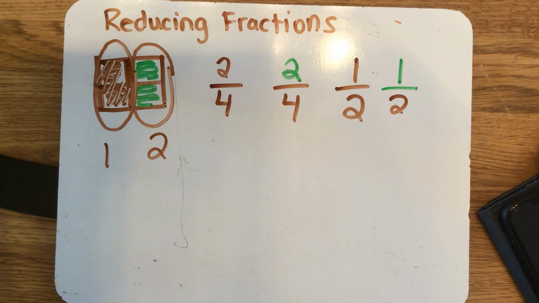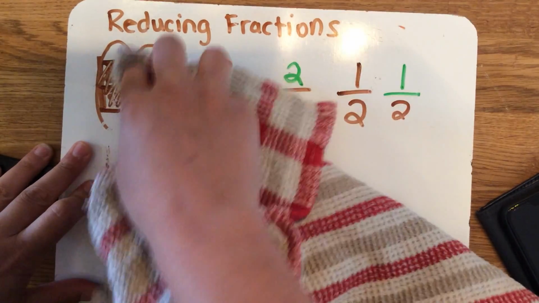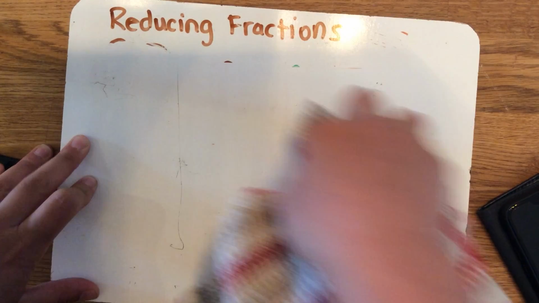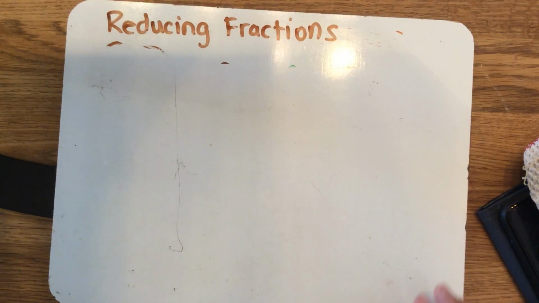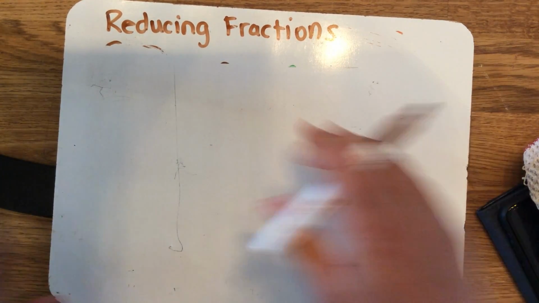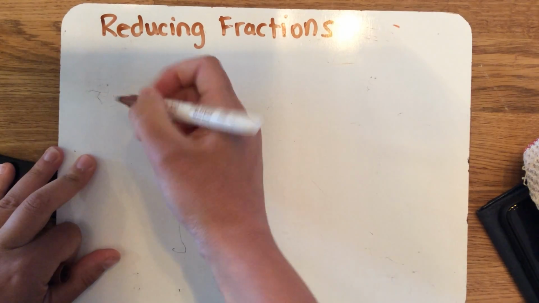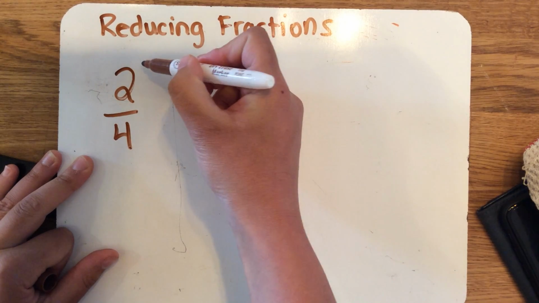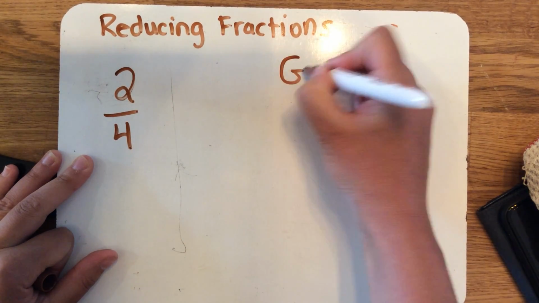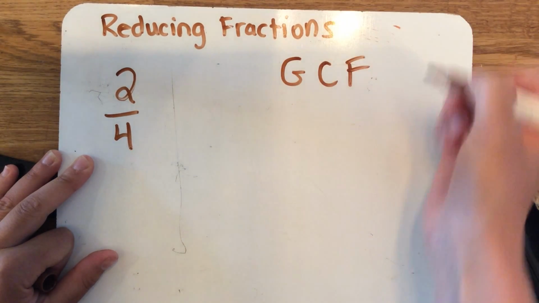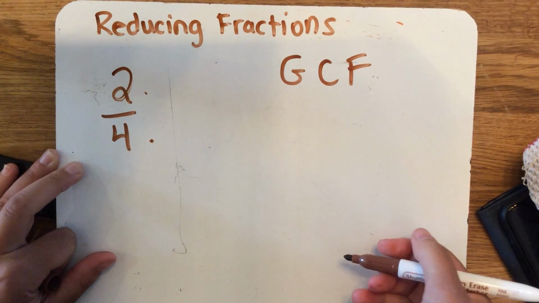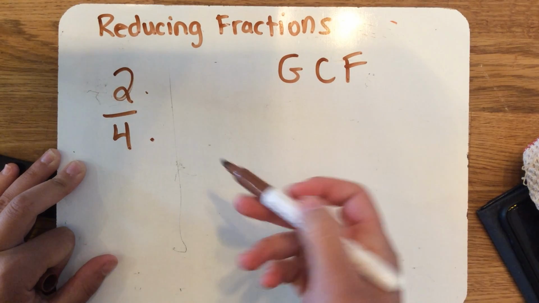However, at this stage in your math career, it's more likely that you are just going to go straight to the numeric version and use the greatest common factor and division to reduce fractions. So let's have a look at that same fraction. We had 2/4. We need to find the greatest common factor of 2 and 4. So all you do is list out all the factors of each of those numbers.